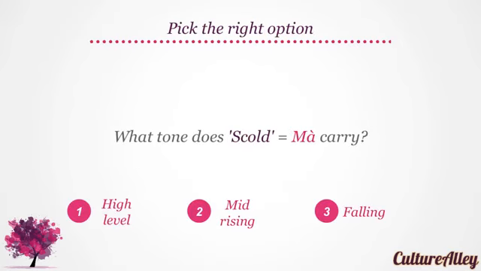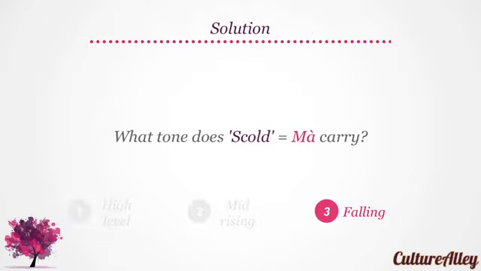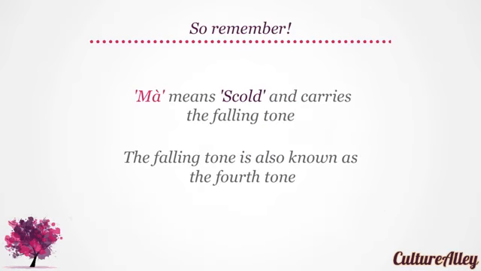What tone does scold, which translates to ma, carry? Will it be the high level tone? Or the mid-rising tone? Or the falling tone? Scold, which translates to ma, carries the falling tone, or the fourth tone. Well done if you got that one right. So remember, ma, meaning scold, carries the falling tone, also known as the fourth tone.